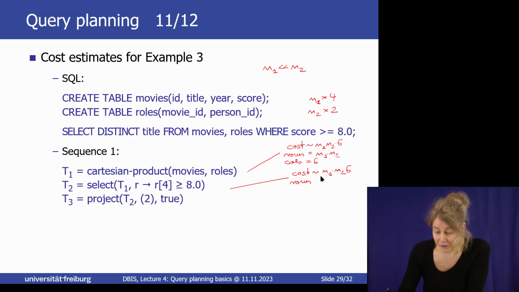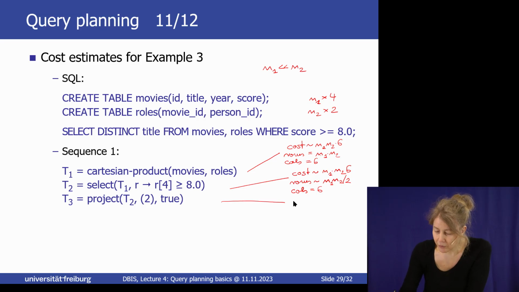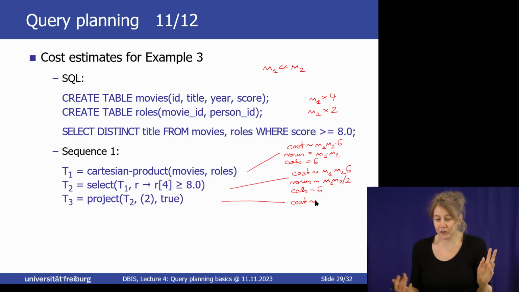It's okay. The rows: I'm just assuming, and this is an estimate, that I'm selecting half of the rows, totally arbitrarily. Nothing changes in the number of columns. And now I have this one. And what's this doing? Now I'm just copying one column. I'm not having a cost estimate for the distinct. I just act as if the distinct was for free. So what do I have here? I have one column and n1, n2 over 2.